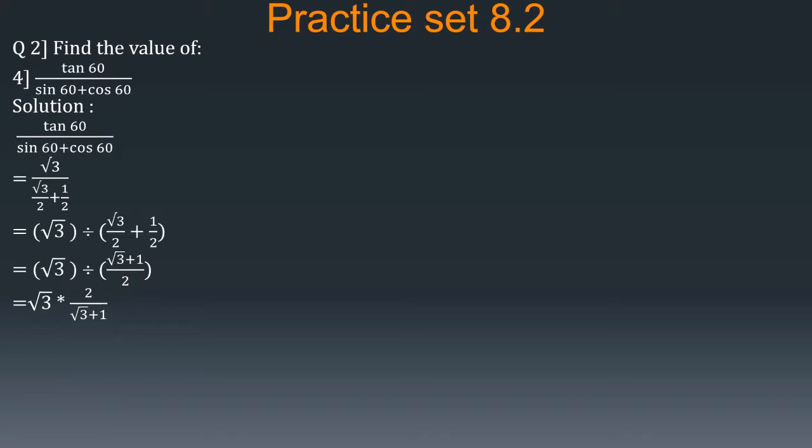Now here it is divided. When we multiply it, it becomes reciprocal. So we get root 3 multiplied by 2 upon root 3 plus 1, which means it becomes ulta, which is equals to 2 root 3 upon root 3 plus 1. So therefore tan 60 upon sin 60 plus cos 60 is equals to 2 root 3 upon root 3 plus 1.